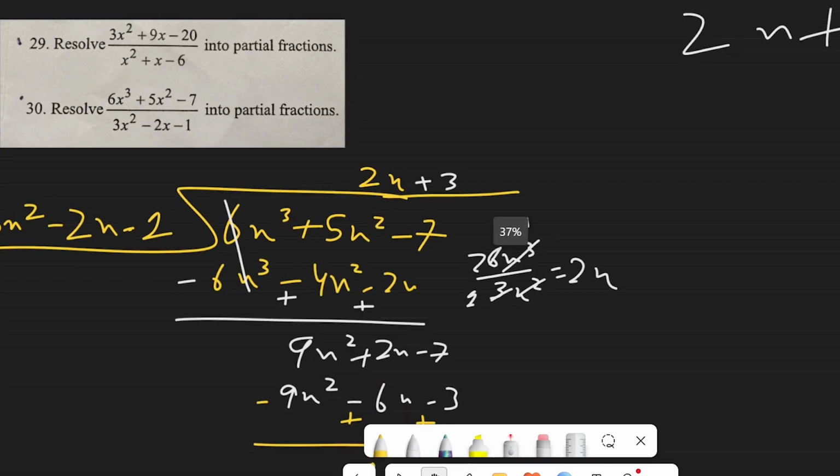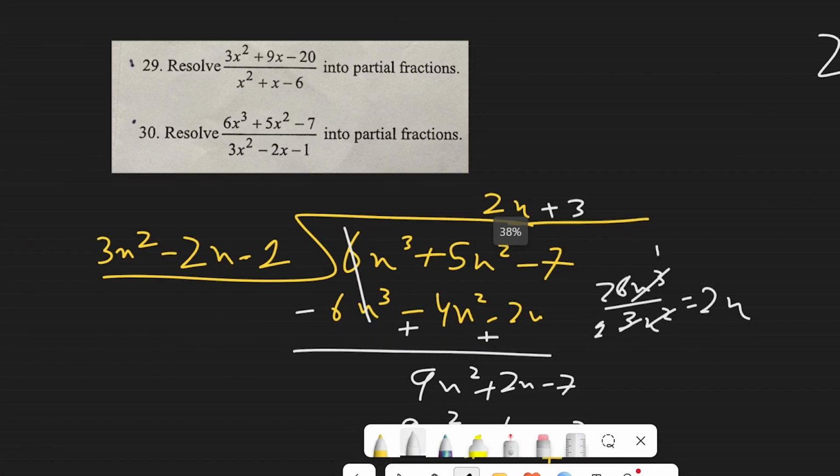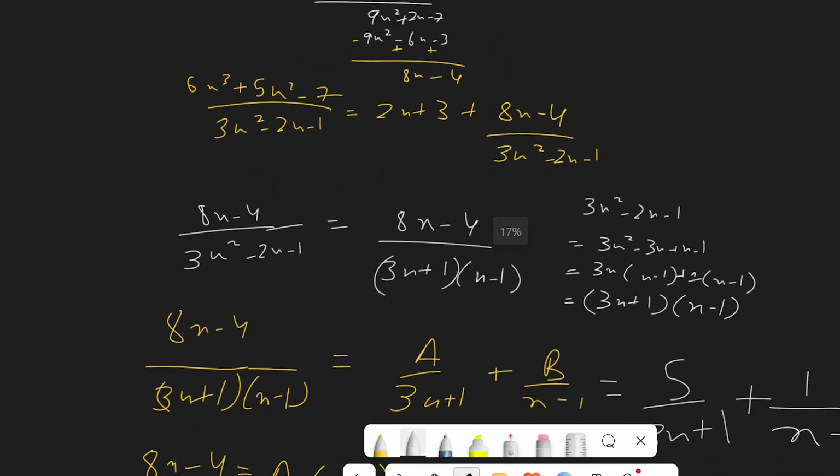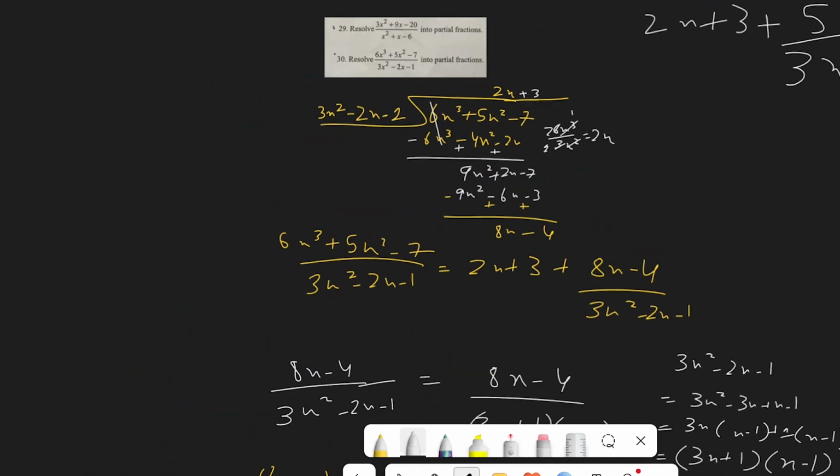If you got an answer as this, then it's very good. If you didn't, just see where you made a mistake and then redo this question so that you have a better understanding and grip over partial fractions. Okay, bye bye.